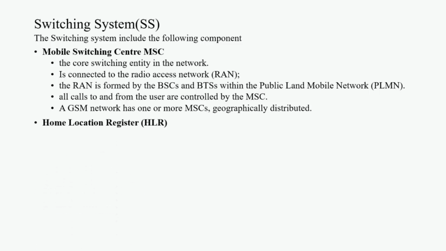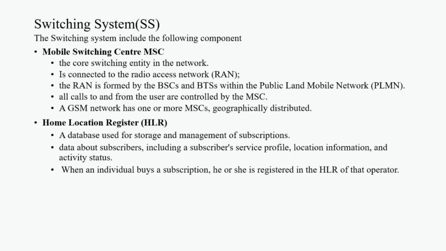Second is the home location register. Home location register maintains the user database, for example, user profile, activity status, bill charges, etc. When a user inserts a new SIM and tries to make a connection with the network, then the user's initial information is maintained in HLR. It not only maintains the user info but also the identity of the mobile system.